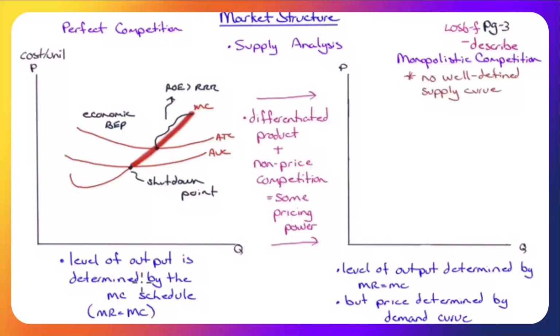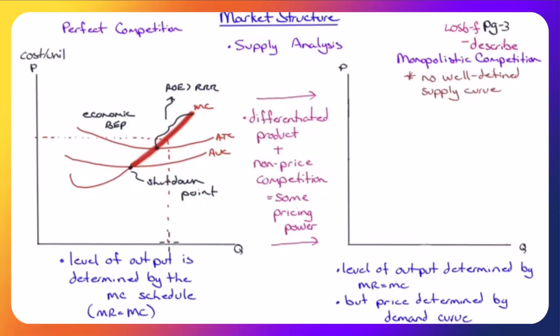The level of output is determined by the marginal cost schedule. And we know that where our marginal revenue curve equals our marginal cost curve is where we either maximize our profit or minimize our loss. So let's say that the price was here. We just move our price across over to here. There's the marginal cost schedule, and that would dictate that our output should be right there. Let's go over to monopolistic competition.